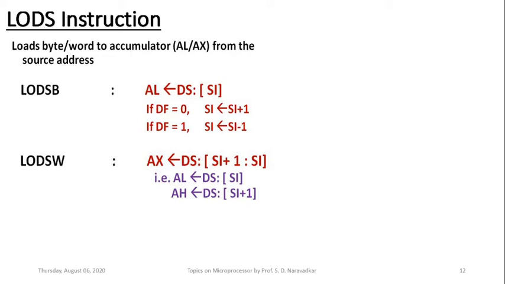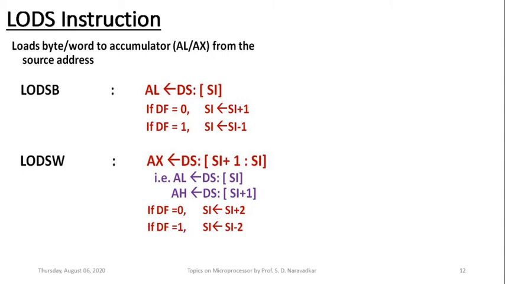Then the effect of the direction flag. So here is the effect of the direction flag. If the direction flag is reset to 0, then the SI register will be auto incremented by 2, SI plus 2 copied to SI. And if the direction flag is set to 1, then it is auto decremented by 2, SI minus 2 copied to SI.